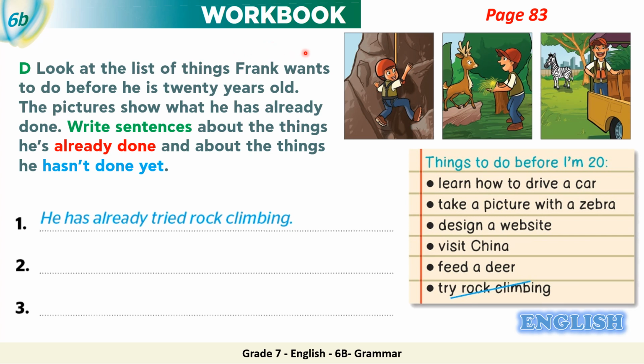Let's go to the workbook again, page 83. Exercise D. Look at the list of things Frank wants to do before he is 20 years old. The pictures show what he has already done. Write sentences about the things he's already done and about the things he hasn't done yet. The first example, he has already tried rock climbing, which is the first picture.